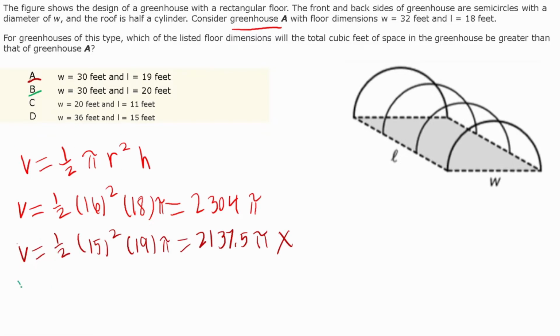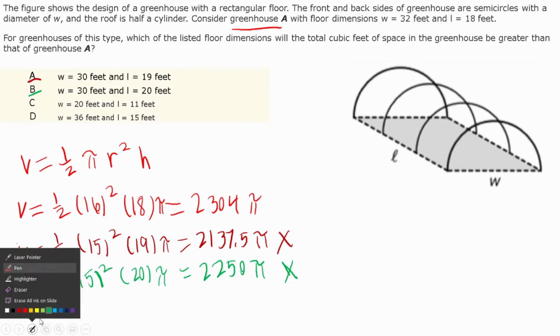Once again, we just substitute things in. 1/2 times 15, which is half of this 30 here, squared, times 20 pi. Once again, in our Desmos calculator, we just change the numbers we need to change. And this is going to give me 2,250. Still not bigger. Next up, change the color. Where's my cursor? Right here.